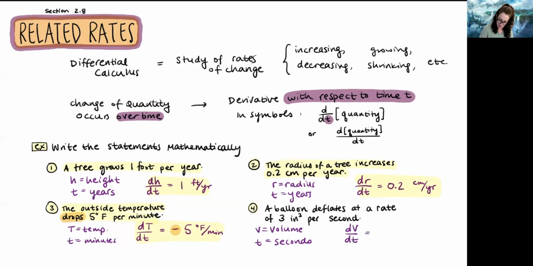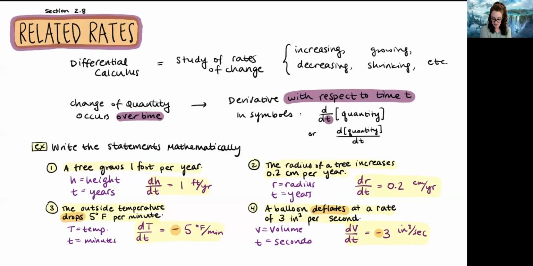Okay, we've got the balloon is deflating, so it's losing volume. So again, we have to interpret this as a negative in its rate of change. So negative 3 cubic inches per second. So again, that deflates gets translated into a negative rate of change. And so again, this whole sentence, a balloon deflates at a rate of 3 cubic inches per second, can be rewritten in this cute little notation of dV/dt equals -3.